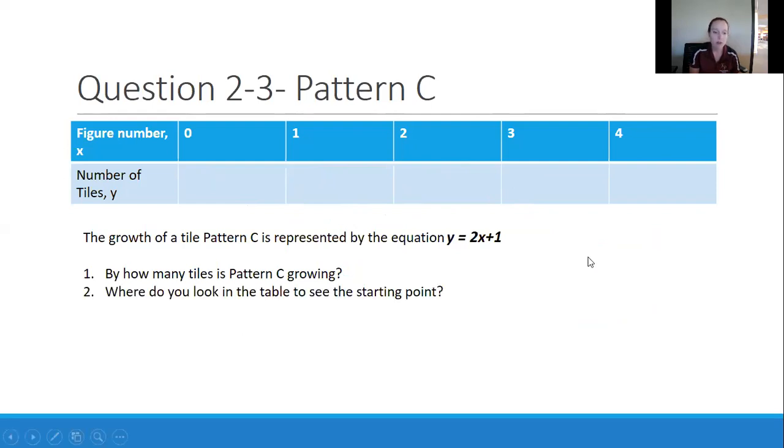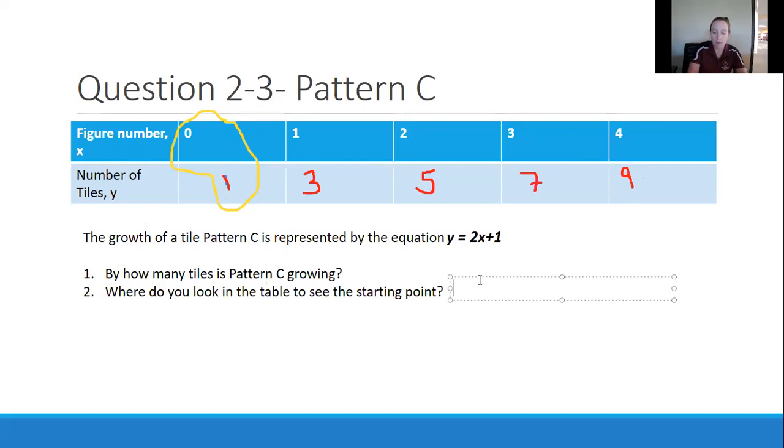Let's take a look at this second question. Where do you look in the table to see the starting point? Well, where in that table do you see the starting point? And remember, the other word for starting point is the 0 figure. So how many tiles are in figure 0? Yeah, you guys got it right here. Okay, that's our starting point. When x is 0, or when you have figure 0, you have 1 tile. So you look in the table when x equals 0. So yeah, I want you to be that specific.